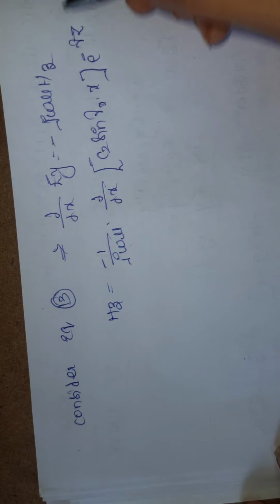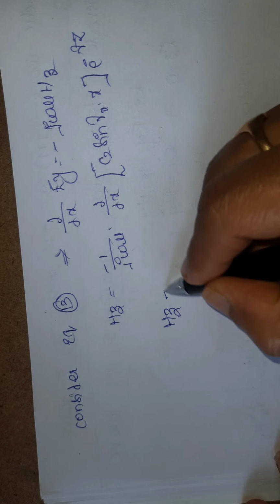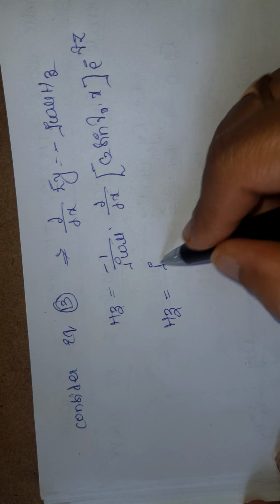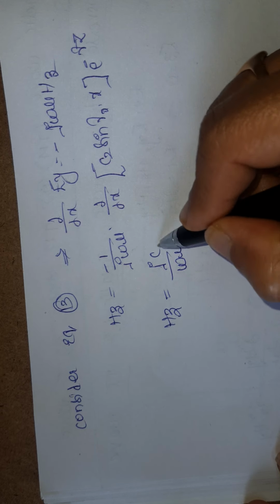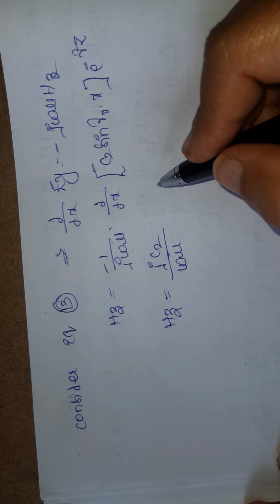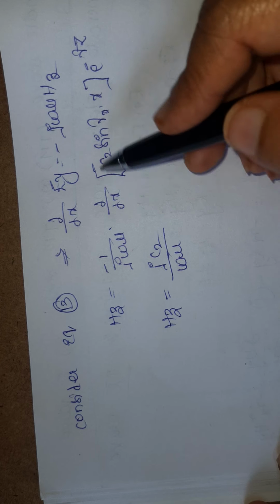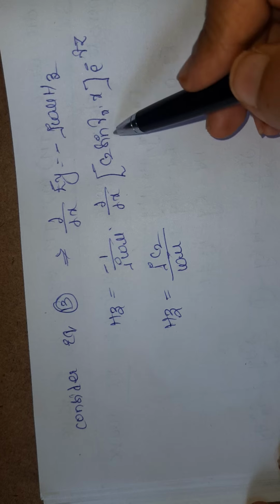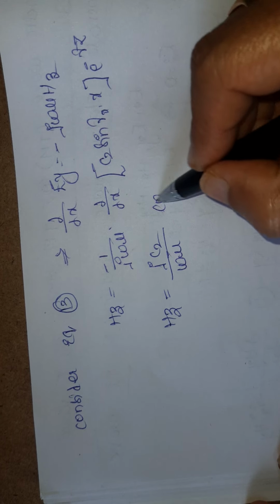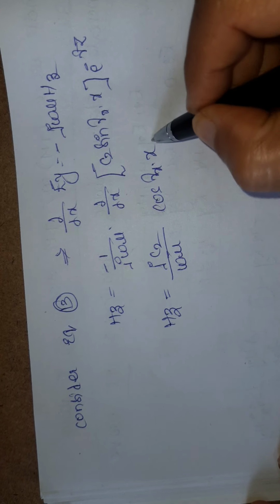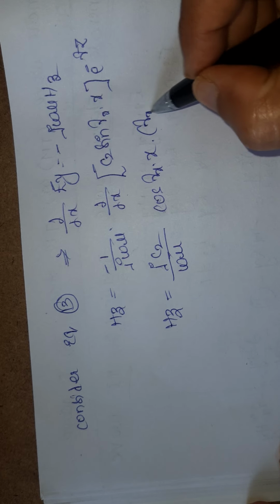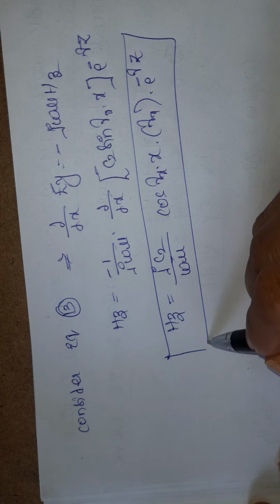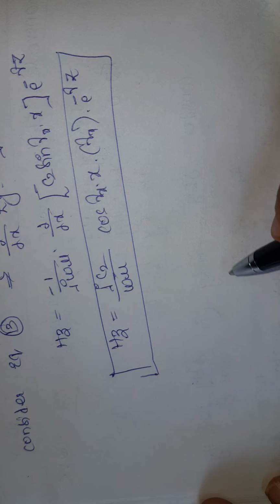Okay, simply minus 1 can be written as j square. So j by omega mu C2 and dou by dou x of sin gamma x of x. Differentiate with respect to x: sin becomes cos gamma x of x into gamma x into e power minus gamma z. So this is the expression for Hz.